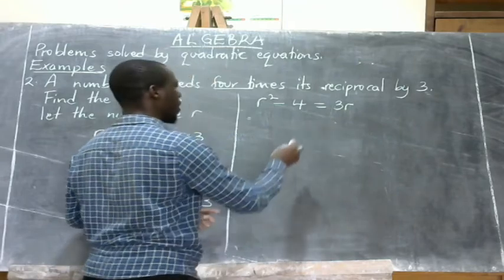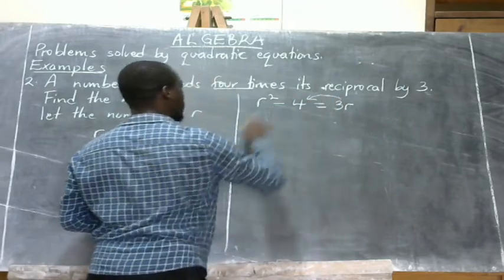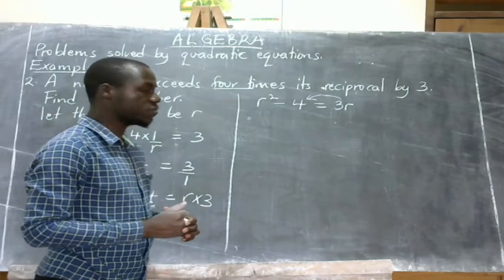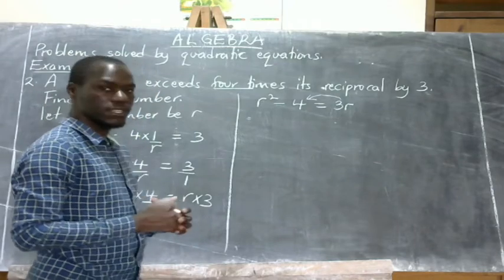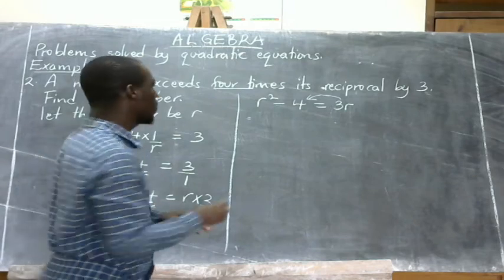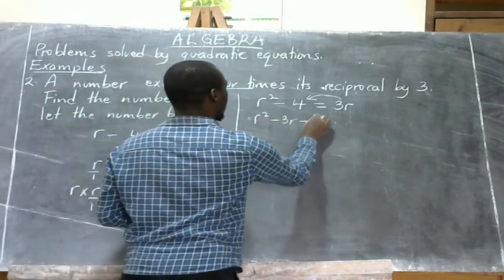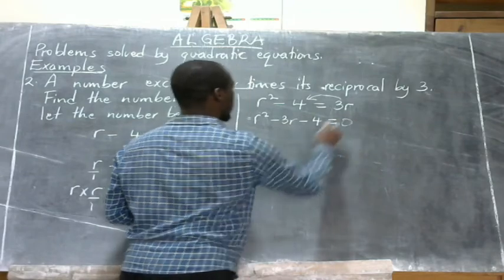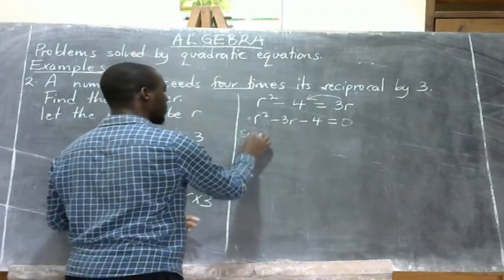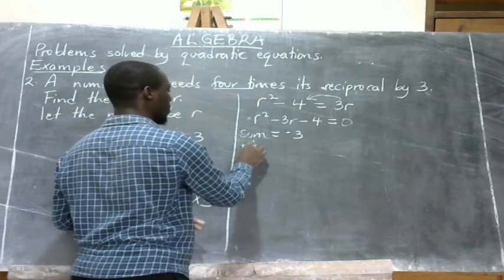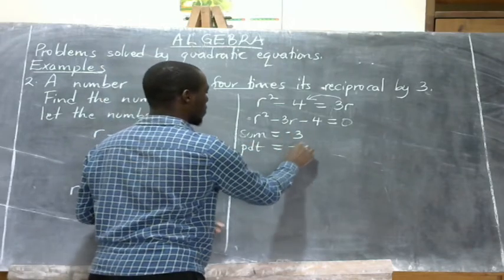Then I'm going to take the 3r to this side of the equation, because to solve a quadratic equation, make sure that the right hand side is 0. So this is r squared minus 3r minus 4 is equal to 0. Sum is equal to negative 3. Product is equal to negative 4.